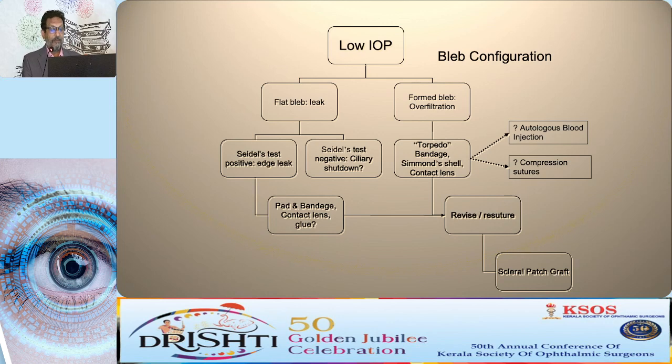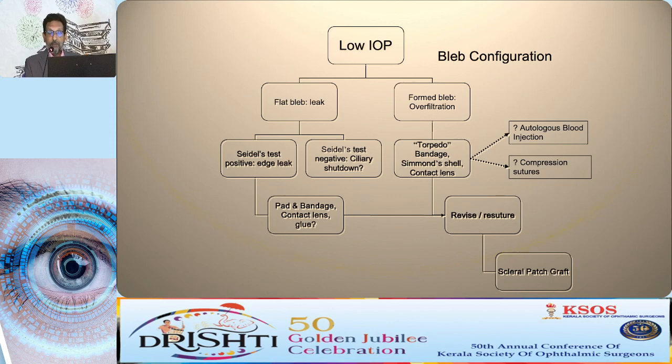Try and flatten that leaking edge. If that doesn't work in about 24 to 48 hours, if it's still spontaneously leaking... anything will leak with a little bit of persuasion, especially if you have a fornix-based flap. So if you press on the bleb, it will leak. But spontaneous leak is what we are looking for with the Seidel's test. Then one has to revise and resuture.